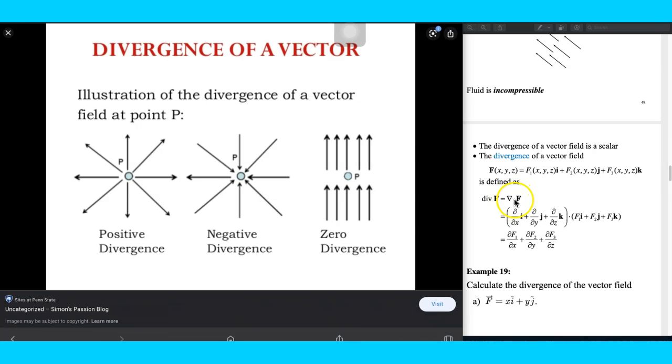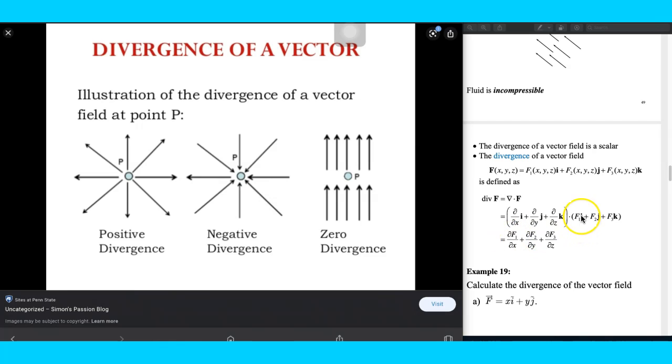Which means that the answer here should be a constant or an expression. So what happens if you apply the gradient to the vector field? The gradient here is a vector operator, and we dot it with all the components of the vector field F. It is just like doing the multiplication: del x of F1 plus del y of F2 plus del z of F3.